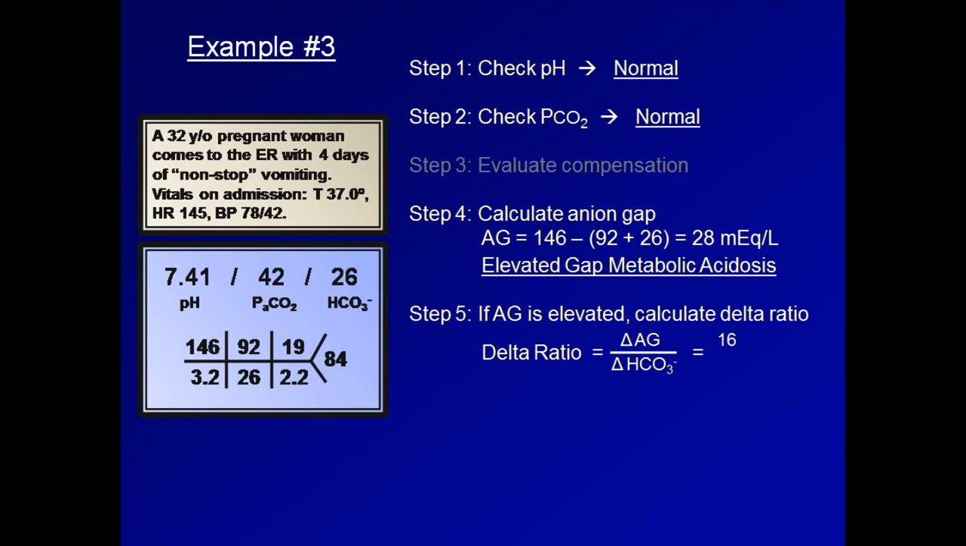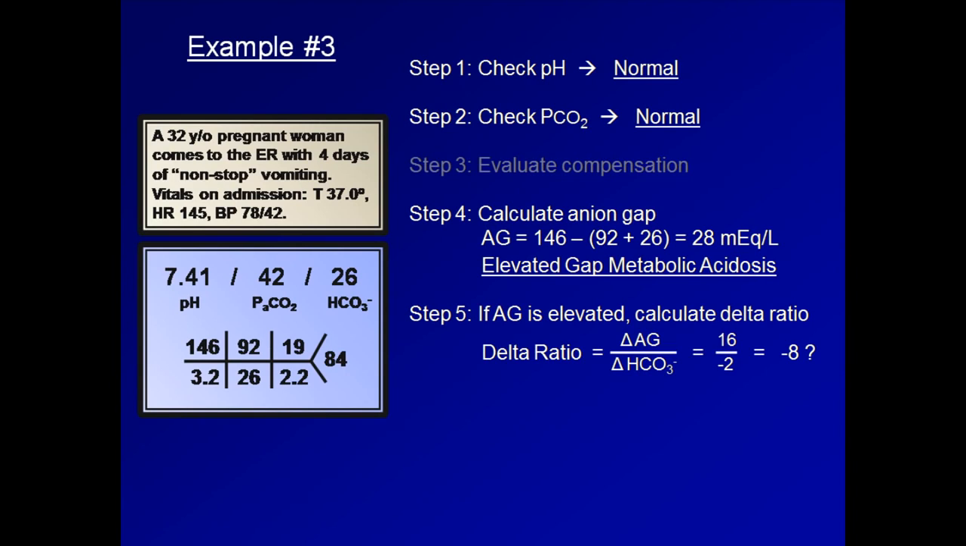The delta bicarb, to remind you just once more, is the normal bicarb minus the measured bicarb. The normal is 24, the measured is 26. So therefore, the delta bicarb is actually negative 2. So this makes the delta ratio technically negative 8.